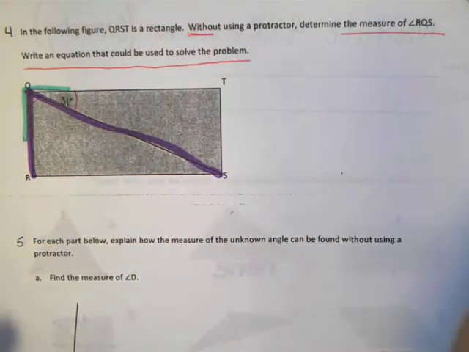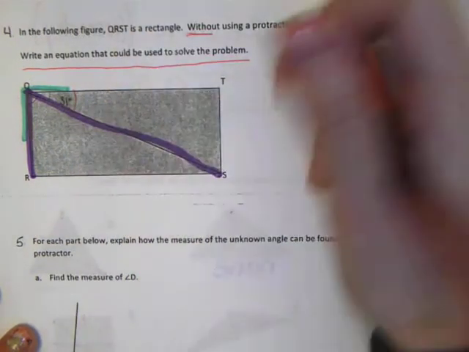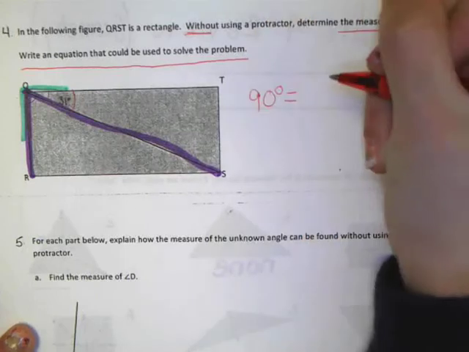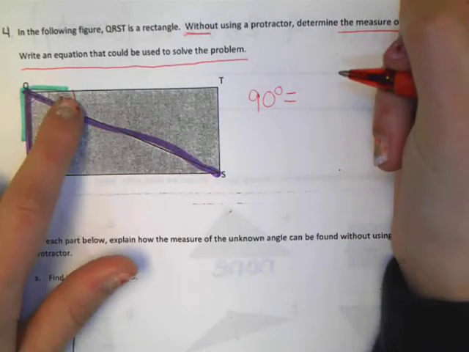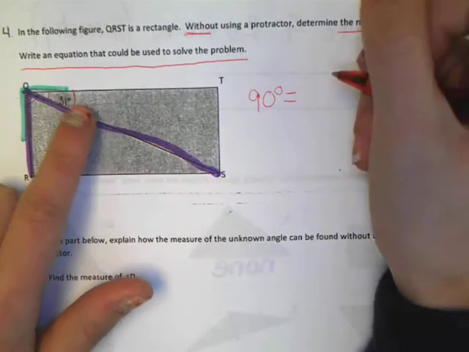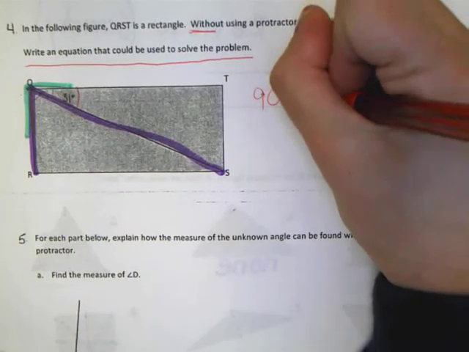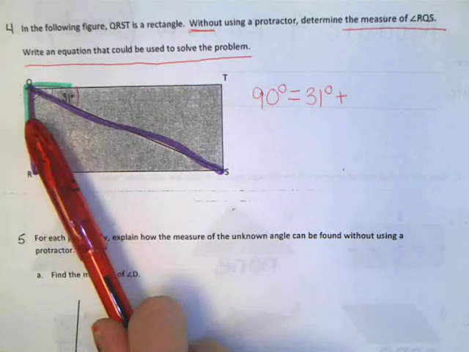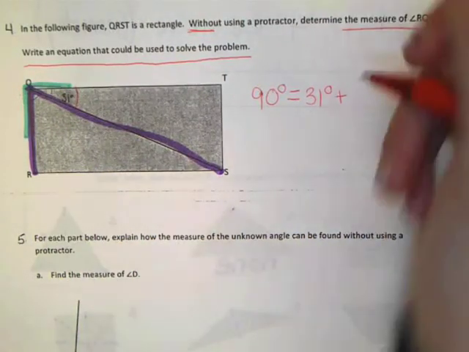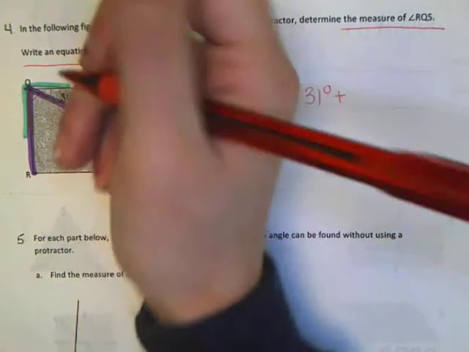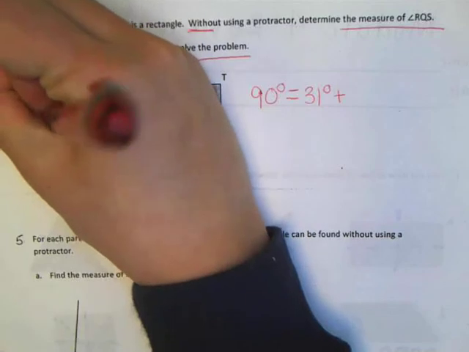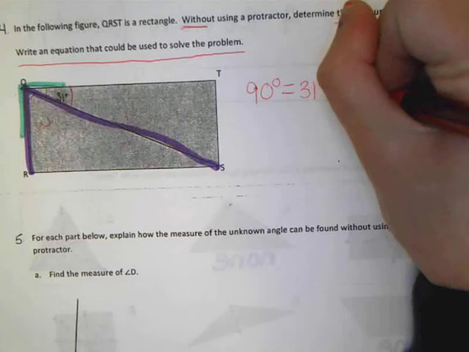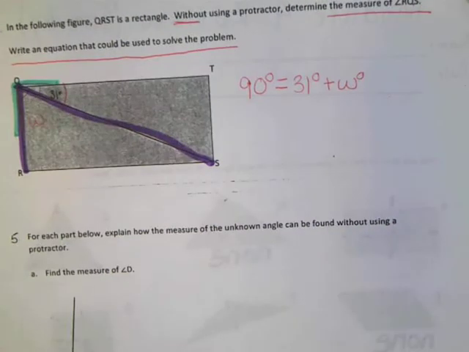It has a 90-degree angle, right? So if I know that that is a 90-degree angle, what do I know about what's inside of that? I know they said this is 31. So that side's 31. Whatever I add here, it's going to give me 90 degrees. So let's give this angle a name. Let's call it angle W. So 90 degrees equals the 31 degrees plus the W.